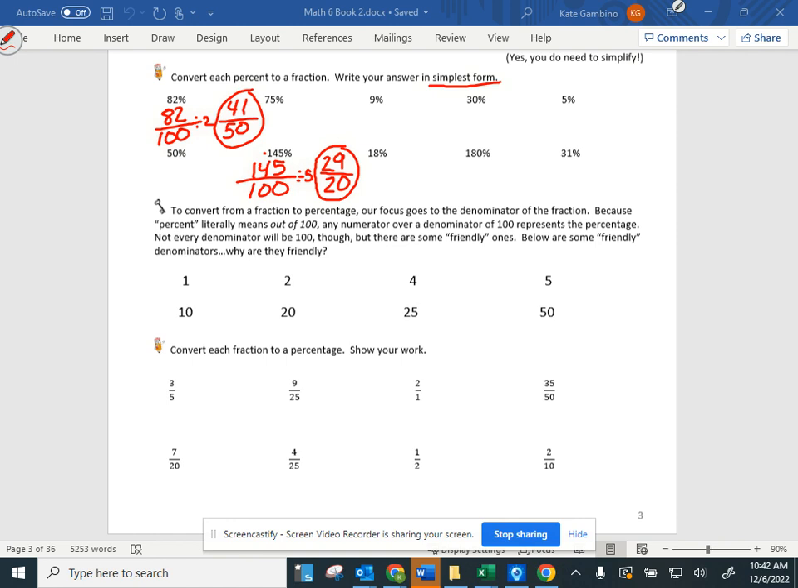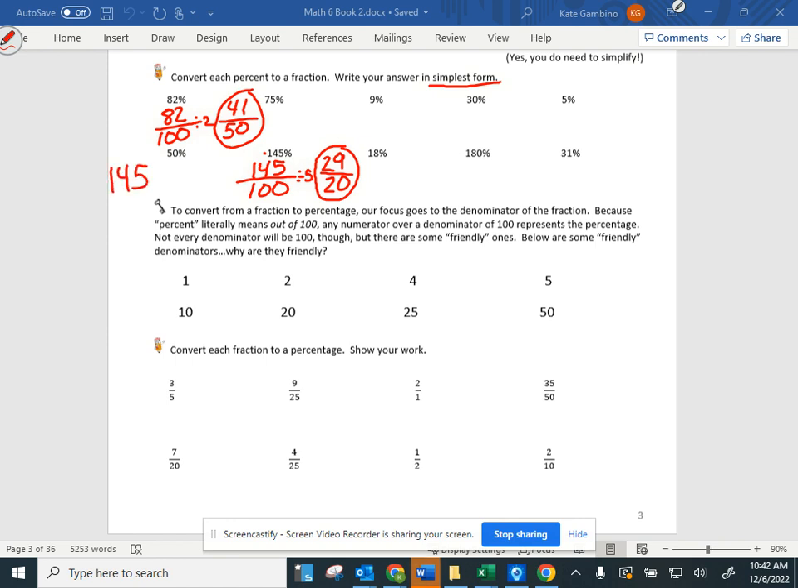So, I'm not sure if we can use a calculator. I don't think pre-algebra students, when they were working on this, could use their calculator. I will double check with Mr. Schultz on that. You can always do the long division.